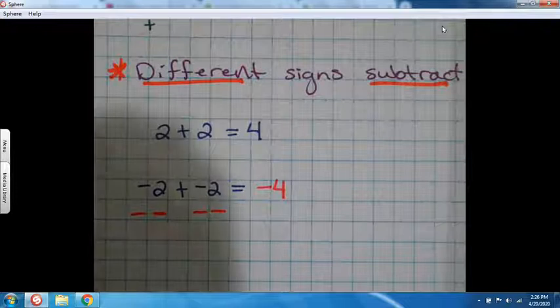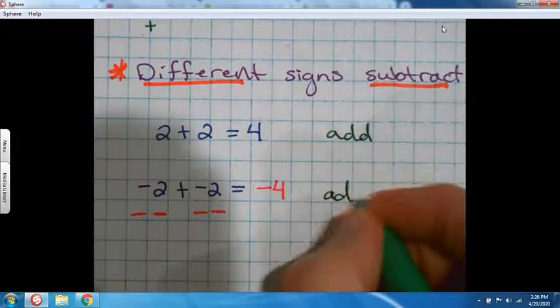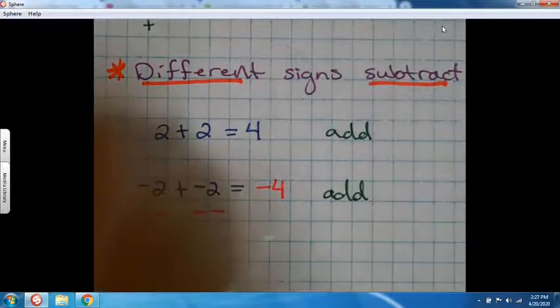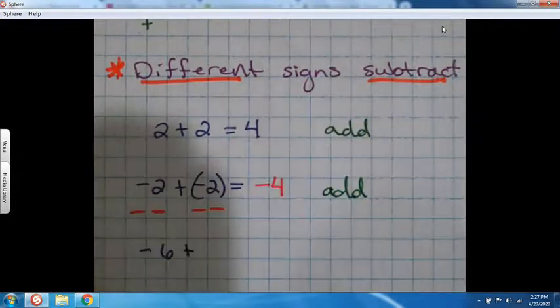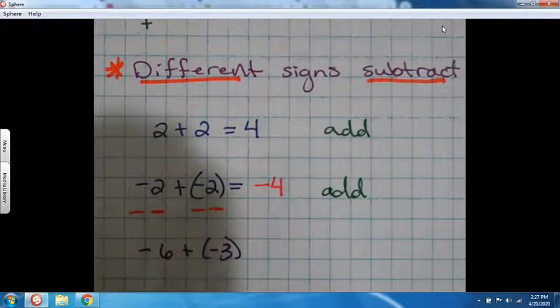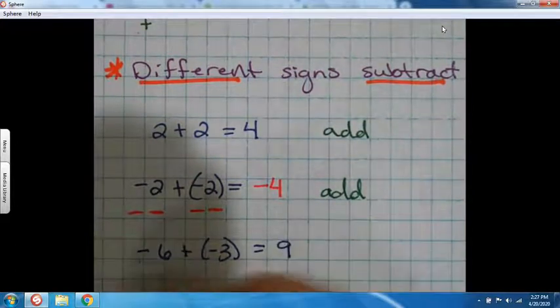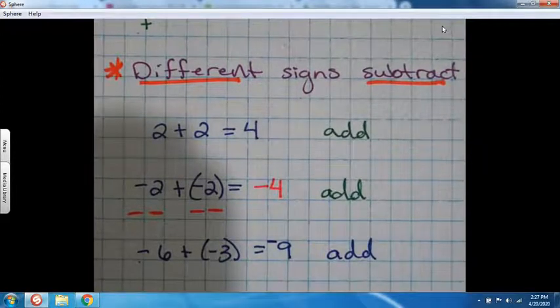So when the signs are the same, we don't subtract. When the signs are the same, we add. So if we were to say negative 6 plus, and they're going to put this parenthesis here, which kind of irritates me, negative 6 plus negative 3, signs are the same. We're going to add. So 6 plus 3 is 9, and they're both negative, so our answer is going to be negative.